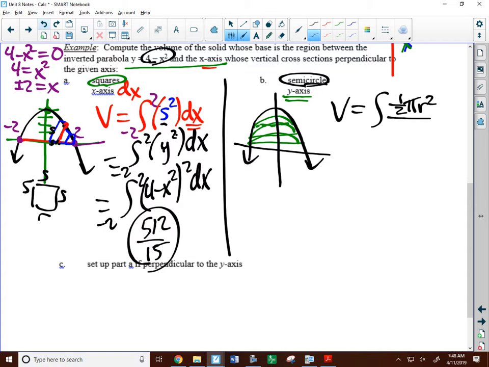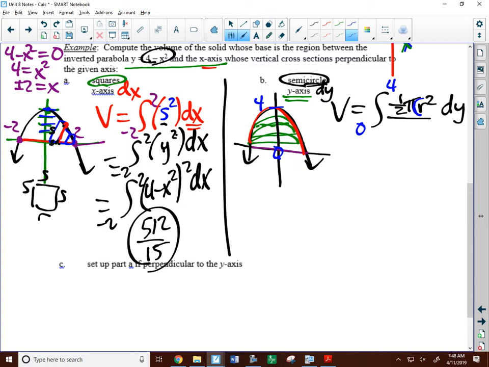Now this is perpendicular to the y-axis, so it's a dy question. That means we need the interval on the y-axis, the y values. So it's not going to be negative 2 to 2. It's going to be bounded by the x-axis and our curve. The bottom is certainly 0 for the y value. Then we have to find the top value, which we already know: the parabola was up at 4. So we didn't have to do any work for that one. It's just 0 to 4. Okay, so there's the setup.